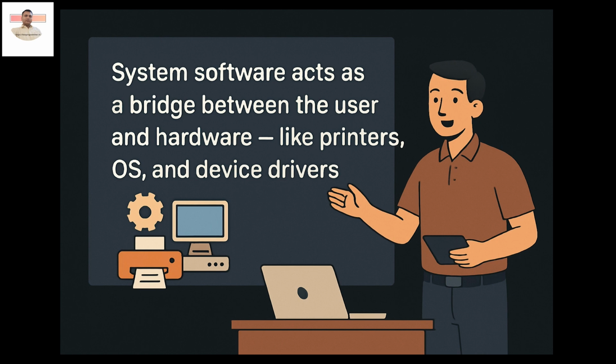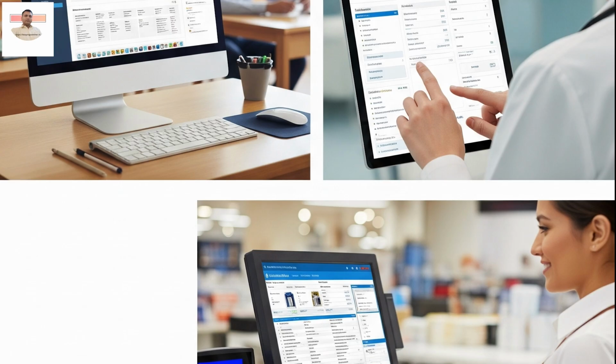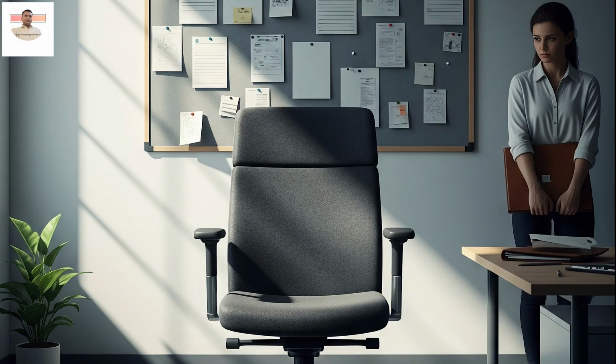Now, what is software? There are two main types, system software and application software. System software acts as a bridge between you and the hardware. For instance, when you print a document, you don't talk to the printer directly. The operating system, like Windows or Linux, manages that for you. OS is built by skilled programmers but offers limited job opportunities since it's not customized.